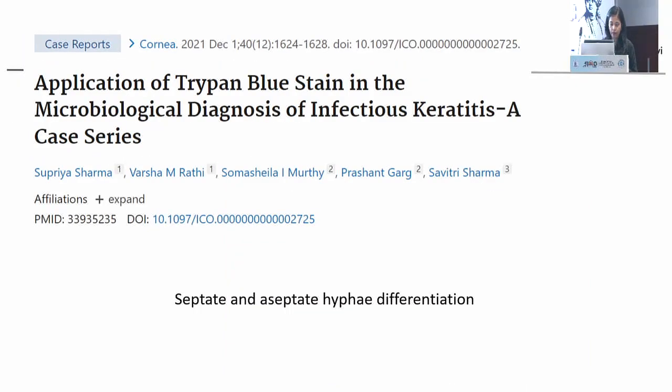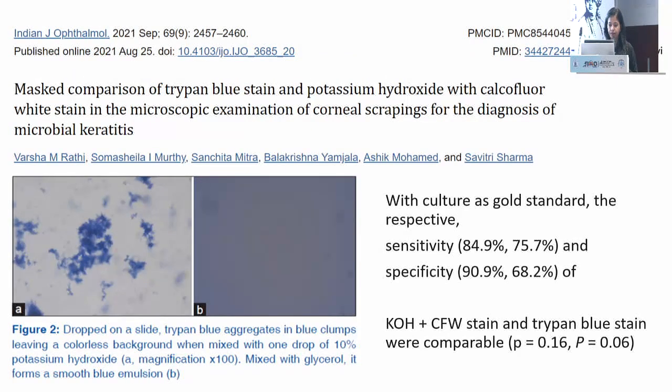This is an article by Sharma et al. and group, in which they demonstrated that trypan blue can easily differentiate septate and aseptate filaments, which easily differentiates Pythium from fungal keratitis.